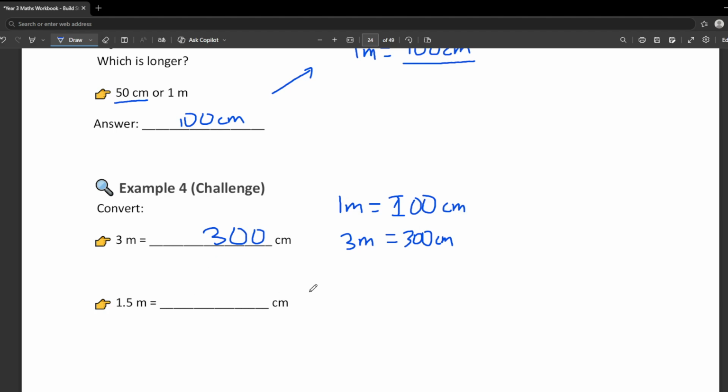And now for 1.5 meters into centimeters, so 1.5 is halfway between 1 and 2. So 1 meter equals 100 centimeters, and 2 meters equals 200 centimeters. Halfway between these two values is going to be 150. That'll be our final answer.